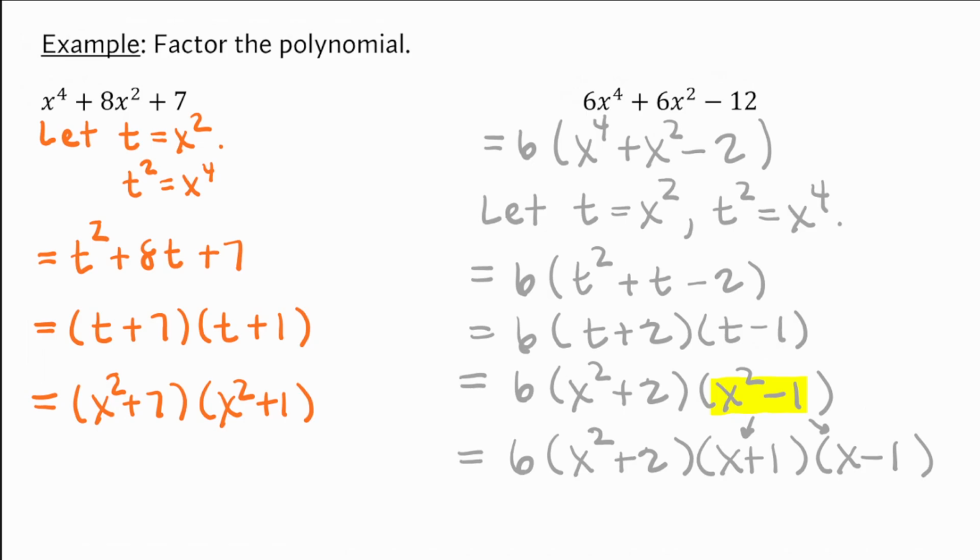And that is all the different types of factoring and all the examples that I wanted to work for you in this video. Thanks for watching. You need to just get to practicing your factoring now.